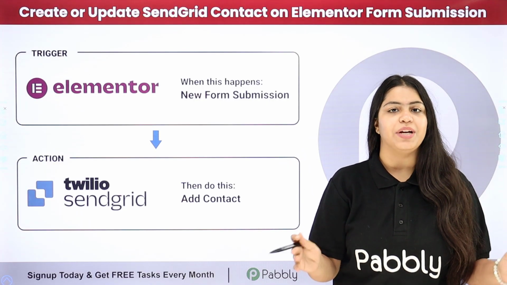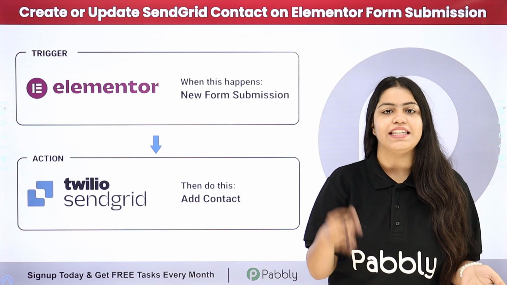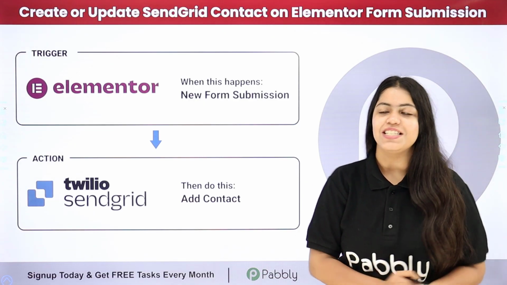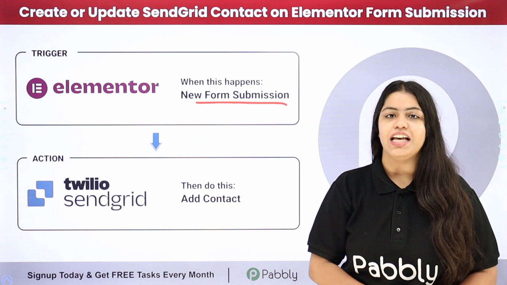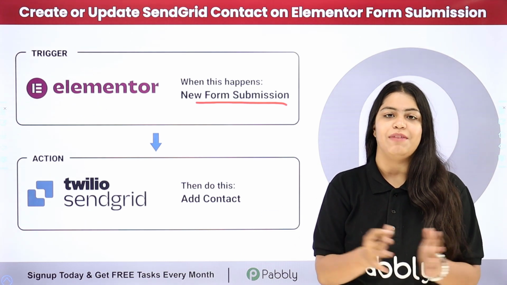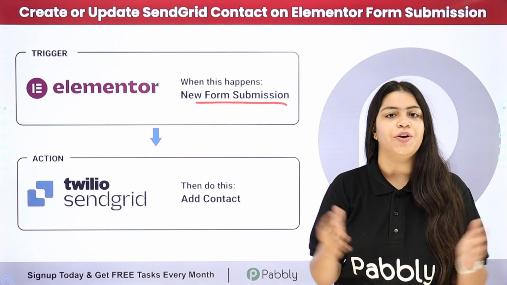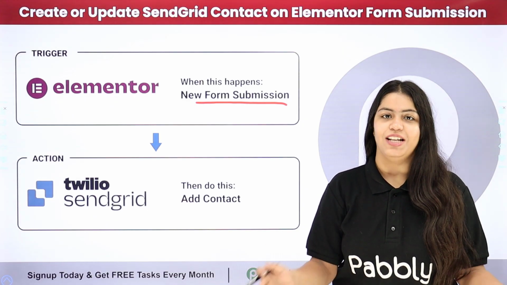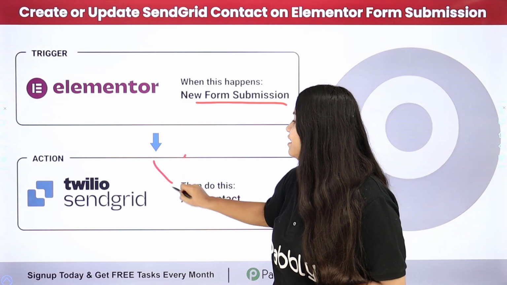So here I'm running a real estate agency and we use Elementor to get the details of our potential clients and tenants. Now what I want is that as soon as a new form submission is made in my Elementor, automatically with the help of the same lead details, a new contact should be created or updated in my SendGrid account too, so that we can create targeted email marketing campaigns for all of our potential clients or leads. So to do this, we are going to create a connection between Elementor and SendGrid.